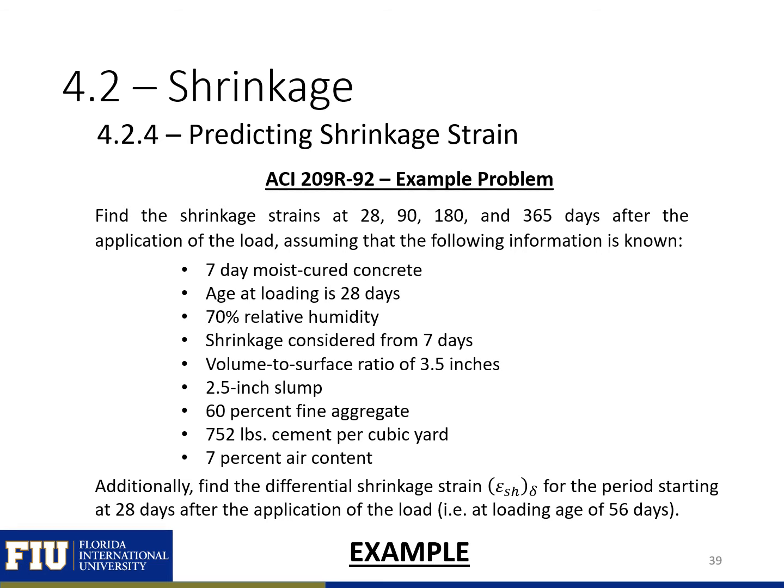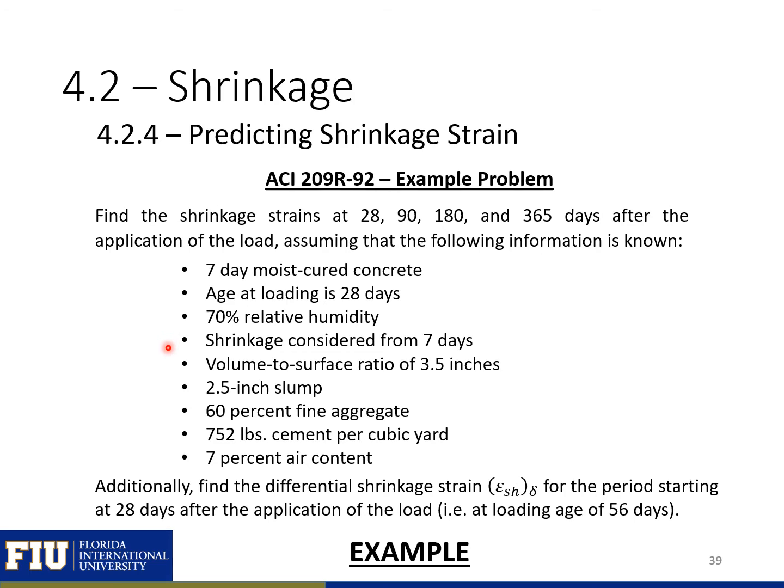We're going to find the shrinkage strain at 28, 90, 180, and 365 days after the application of the load, assuming that the following information is known. So we're assuming that we moist cure for 7 days, that the age at loading is 28 days. This isn't important for our shrinkage calculations, but we're going to use the same example for creep, so that's why we need to know the age at loading. Our external relative humidity is 70%.